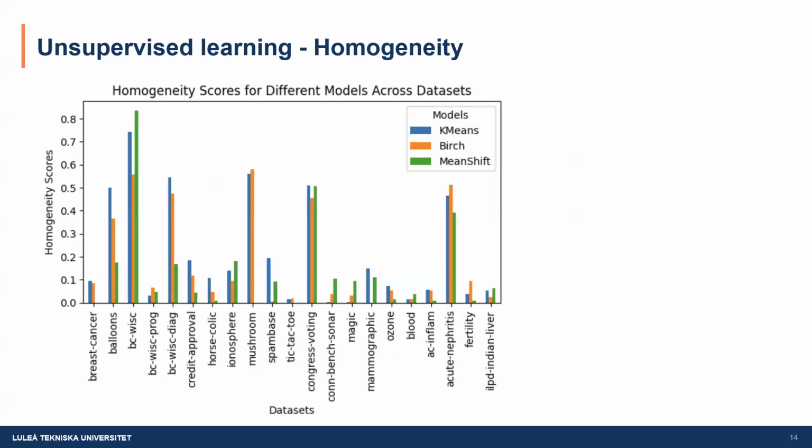Then it comes to the unsupervised learning models' performance. Here in this figure, we show the homogeneity of the 21 datasets. Homogeneity measures whether all clusters contain only data points that are members of a single class. A homogeneity score close to 1 is better. It means that each cluster contains only one class, while 0 means there's no homogeneity.